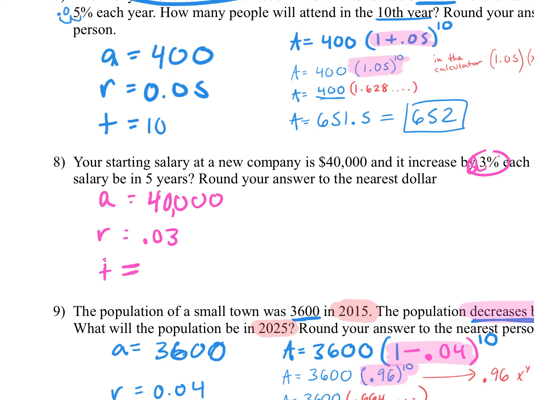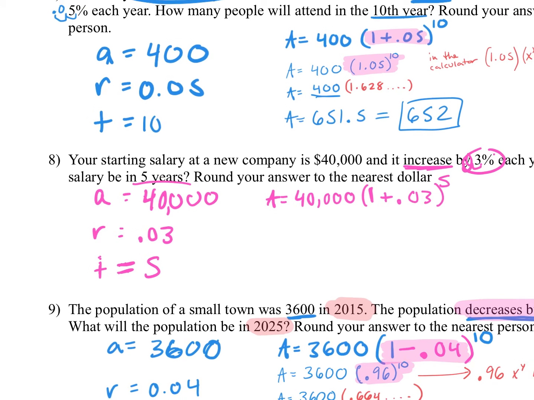And then what's our T? 5. It says 5 years. So we plug everything in. A is equal to 40,000 times 1 plus, it's plus because it says increase, but just be careful, if it said decrease, it would be 1 minus 0.03 to the power of 5.